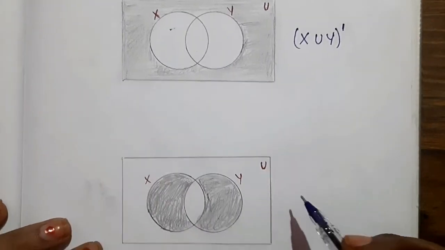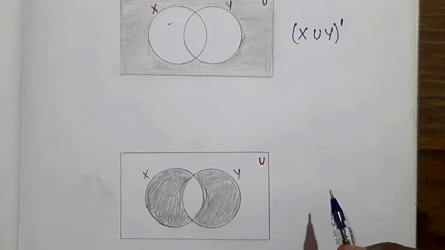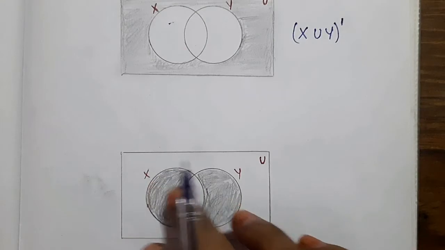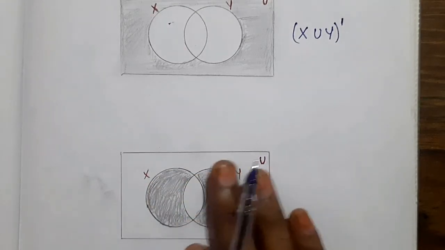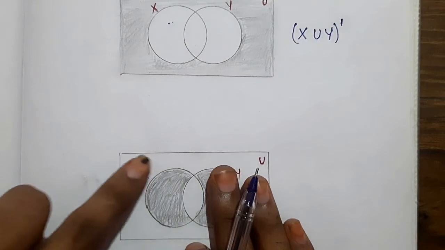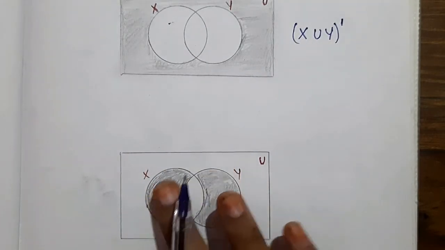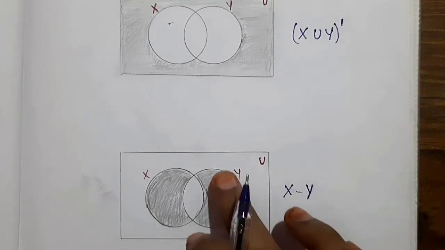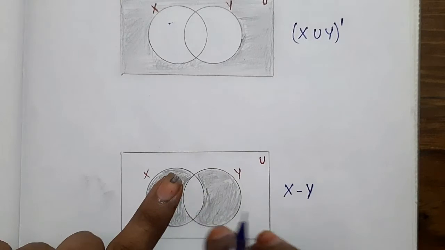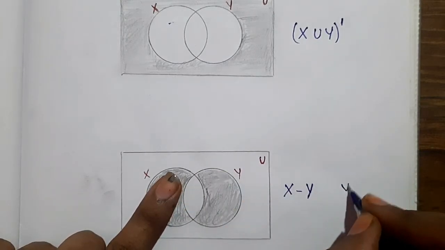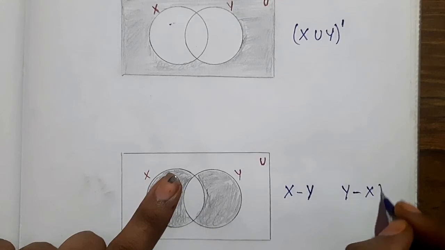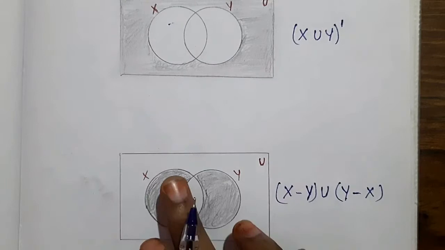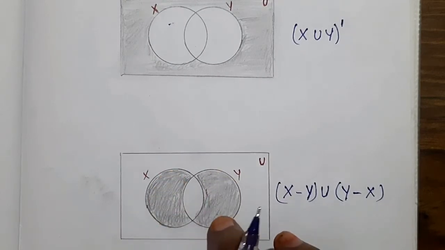So last one, see, what is it? Any idea? So it is X set, it is Y set. If you take this alone, we can say this is X minus Y. If you choose this alone, what is it? Y minus X. So we choose both. So it is union of X minus Y and Y minus X. Okay.